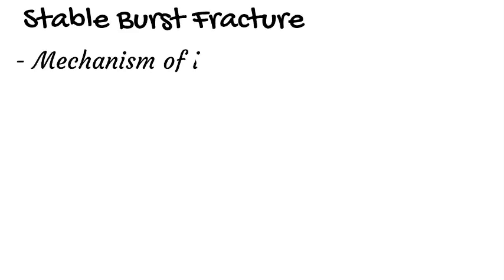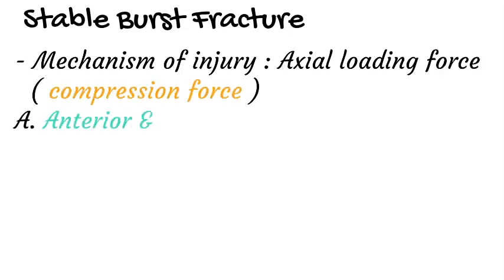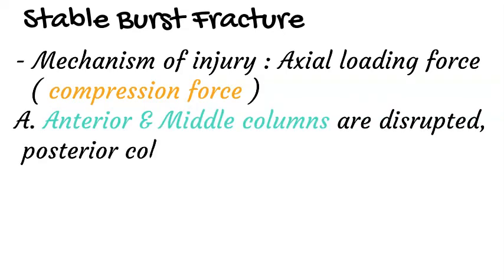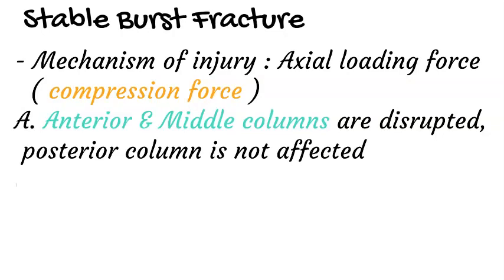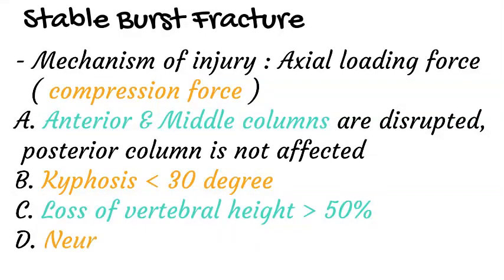Stable burst fracture, the mechanism of injury is due to axial loading force, compression force. Stable is defined as whereby A, anterior and middle columns are disrupted but the posterior column is not affected. B, the kyphosis angle is less than 30 degrees. C, loss of vertebral height less than 50%. D, patient is neurologically intact.